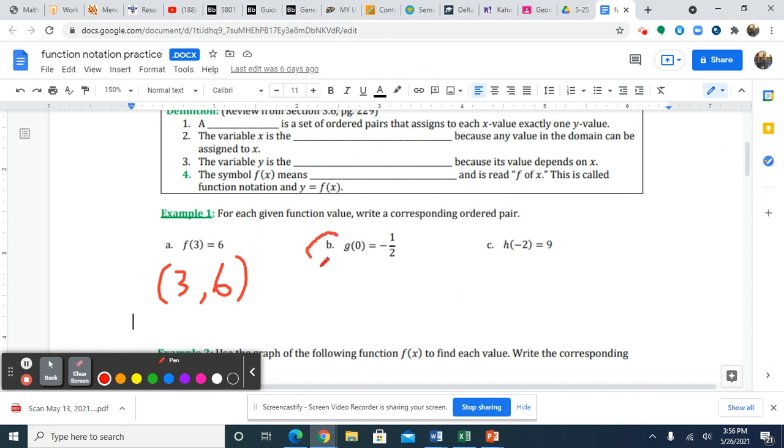Similarly for b, if the x value is 0, our y value is negative 1/2. And finally, if our x value here is negative 2, our y value is 9. Now, again, we don't know what the equation is, what the function actually is. All we know is that when we plug in x, we get 9 as our y value.